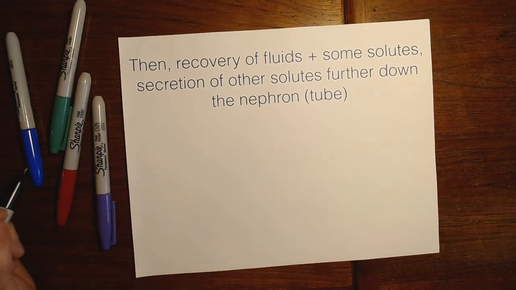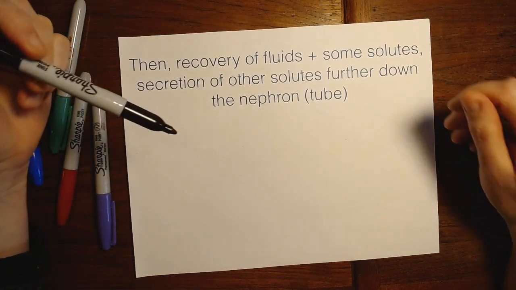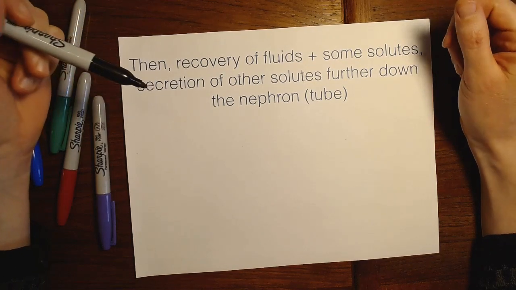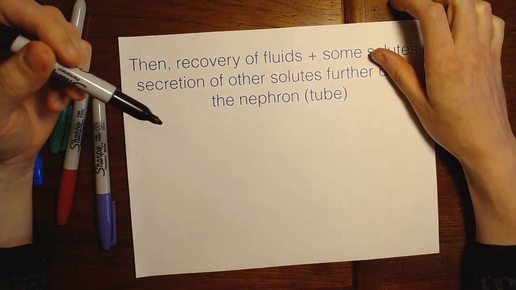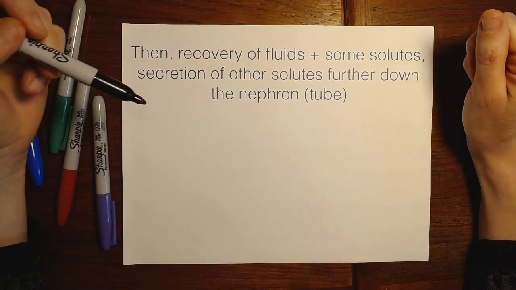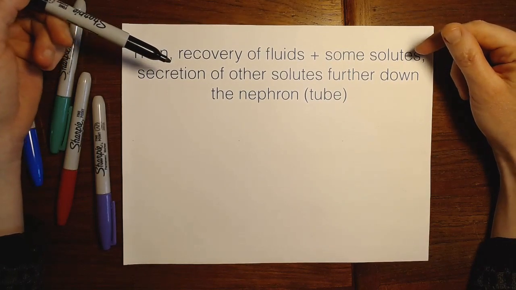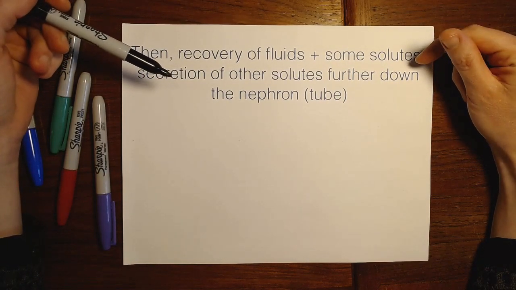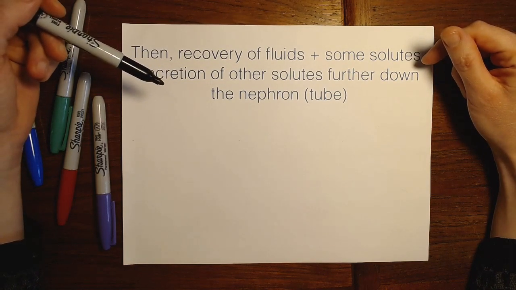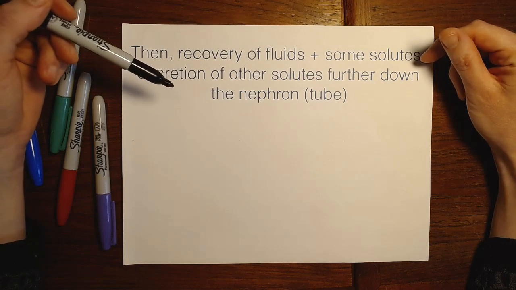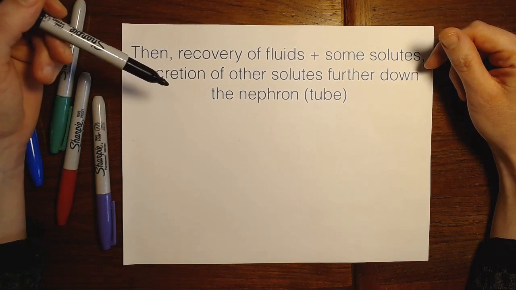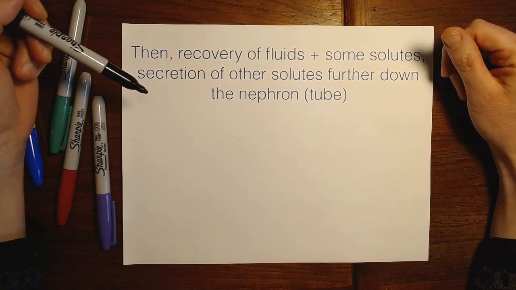And there's something else I should point out about that initial filtration step. If we're filtering 120 mils of blood plasma per minute, is that how much we usually pee out? It's really not by a long shot, right? So the next part of the process is going to involve the recovery of fluids and some solutes, plus the secretion of other solutes further down the nephron or tube. And again, as with what we saw for osmoregulatory methods in marine teleost fish guts, this method can facilitate the concentration of certain molecules for excretion while facilitating the reabsorption of other molecules, including water.